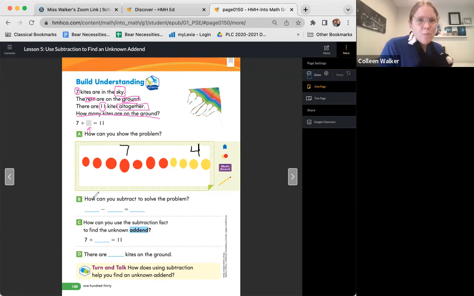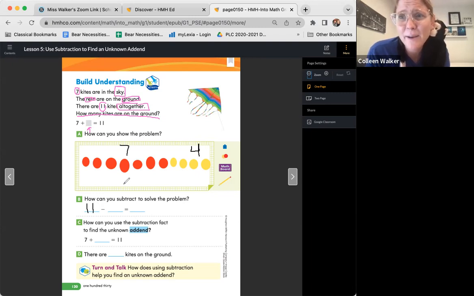Awesome. So then part B says, how can you subtract to solve the problem? So remember, whenever we do a subtraction problem, we always start with the largest number. We start with the total first. So how many kites are there total? Yes, 11. That's going to be our first number.